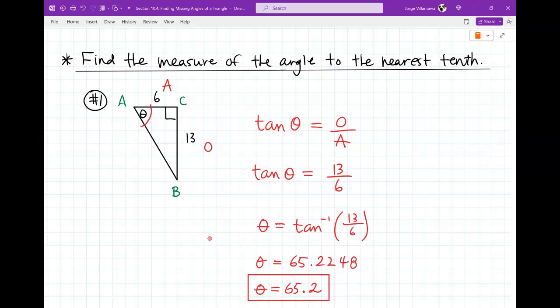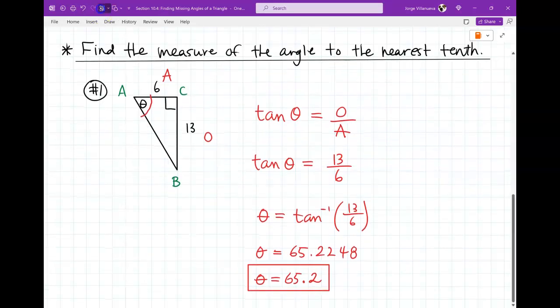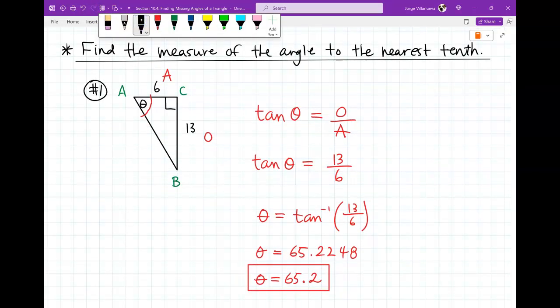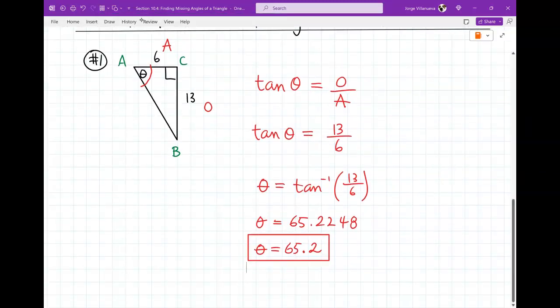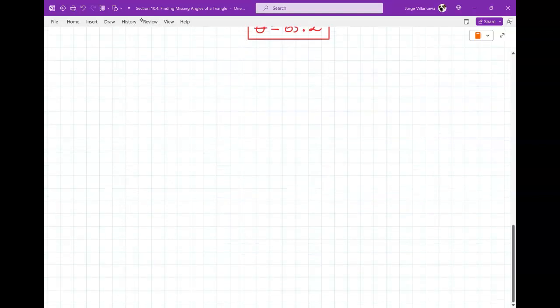Okay, so how's that one? Is that okay? Not too bad, right? Let's try a different one. So that one was a tangent one. Let's try to do a sine and a cosine. That way at least you get to see one of each. And then I'll let you guys do the work. So, all right, let's go to number 2 here.